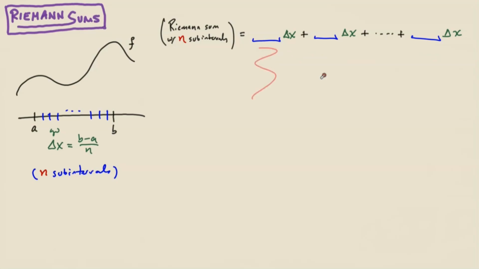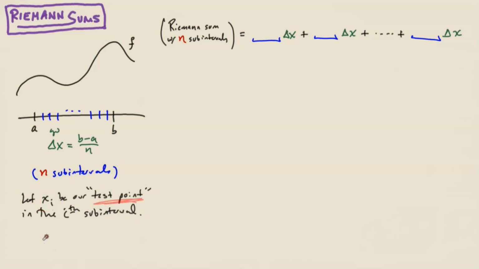But let's put some symbols in here for our weights. To do that, we'll need some symbols for our test points themselves. So let's let x sub i represent our test point in the ith subinterval. If we do that, then the weight in our first term, which corresponds to the first subinterval, would be f of x1, and the test point in our second subinterval would be x2, so that means the weight would be f of x2, and so on and so forth, all the way to the last term, which is going to be f of xn, the value of the function at the test point in the nth subinterval.